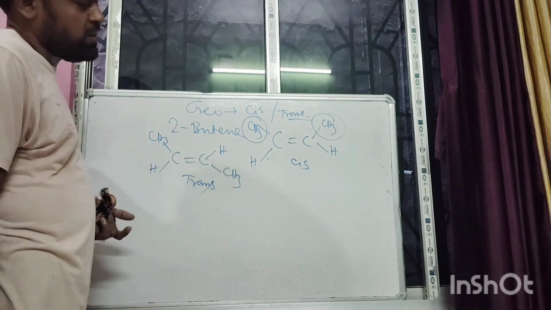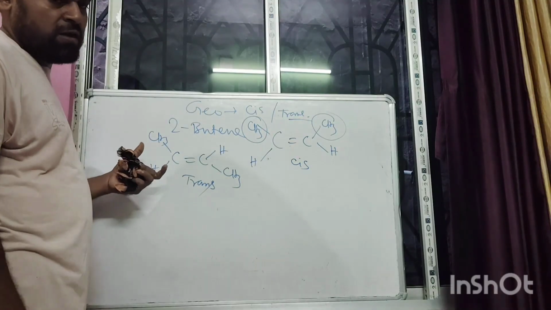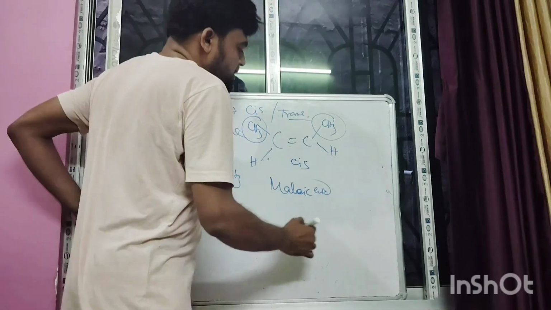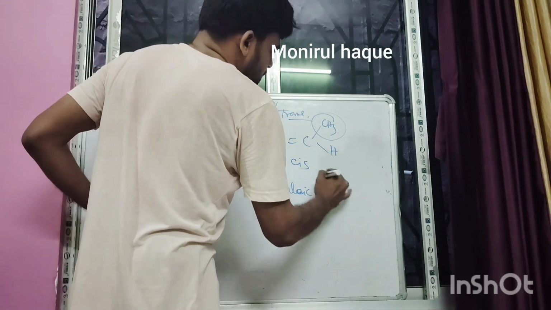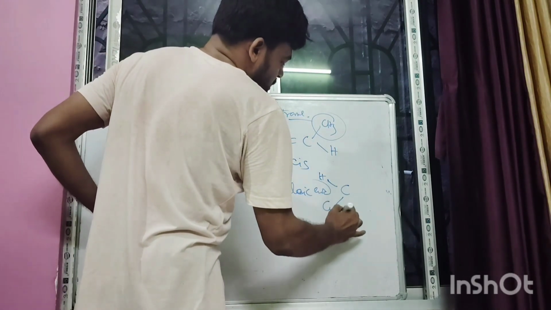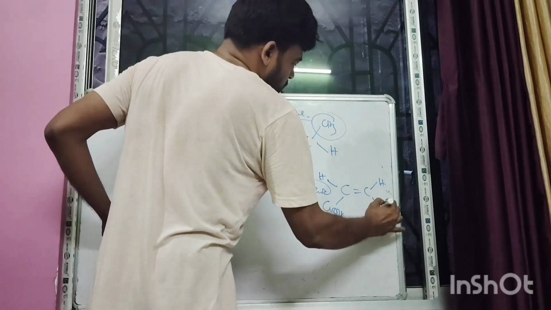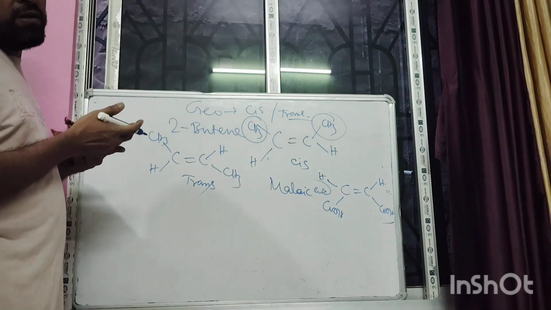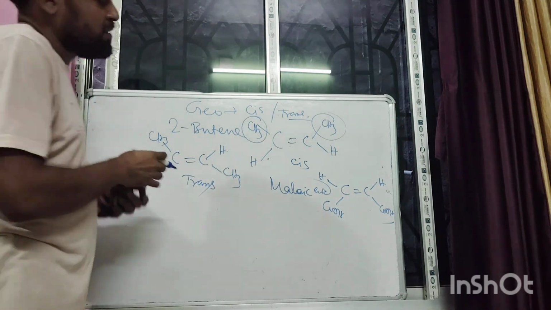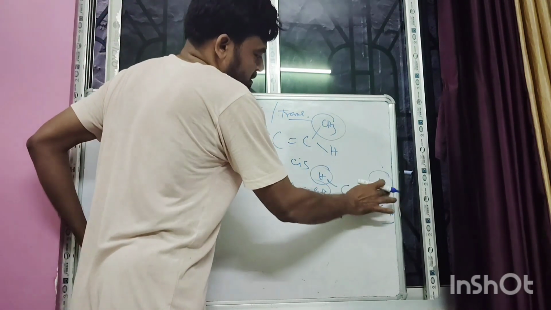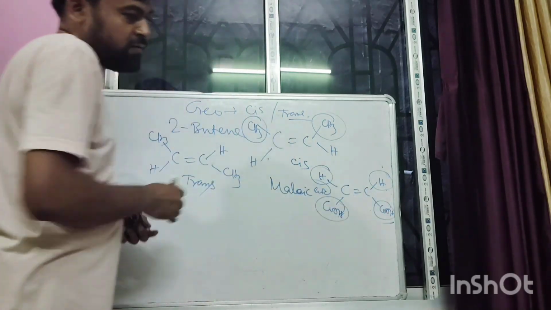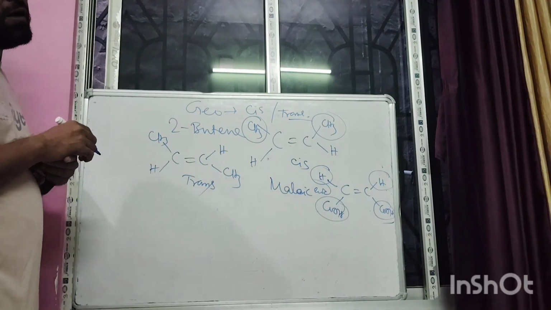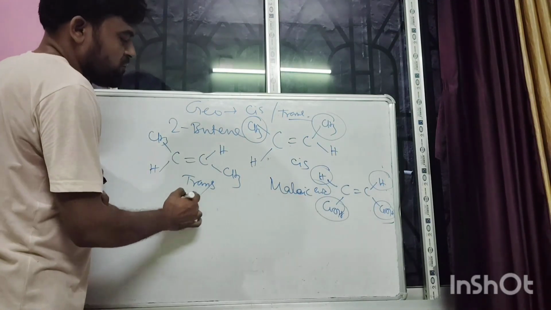Another example is maleic acid and fumaric acid. In maleic acid, we have CHCOOH double bond CHCOOH. Here the two COOH groups, similar groups, and hydrogens are in the same direction, the upper direction, so it is called a cis product, and it is called maleic acid. And fumaric acid is the trans product.